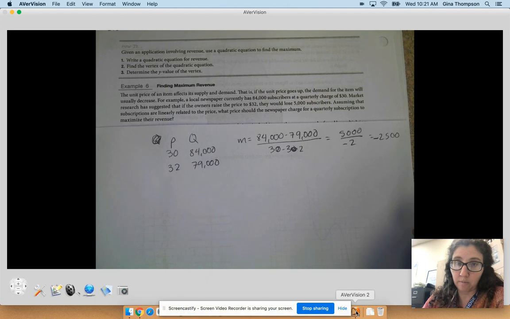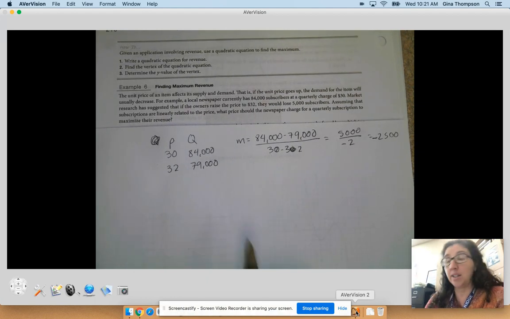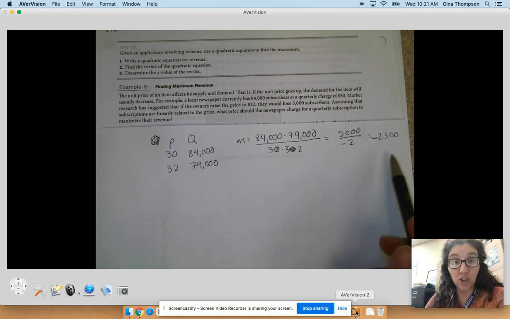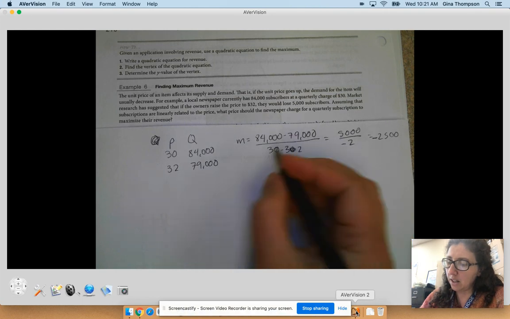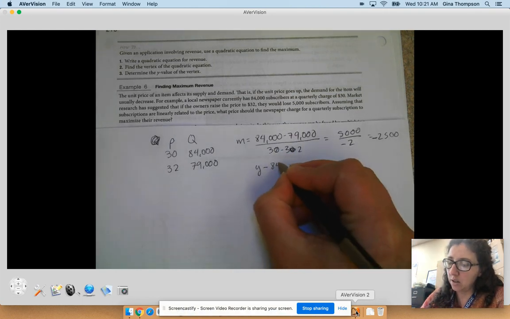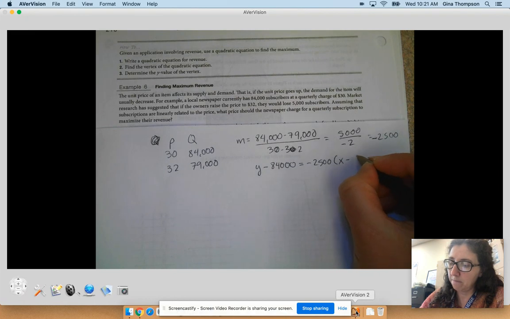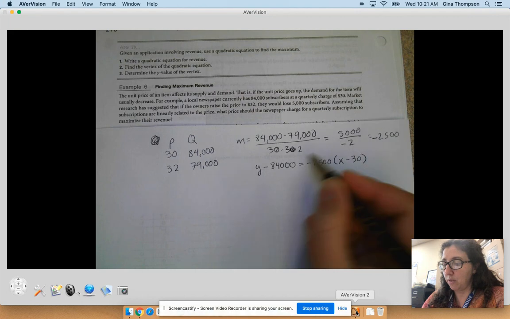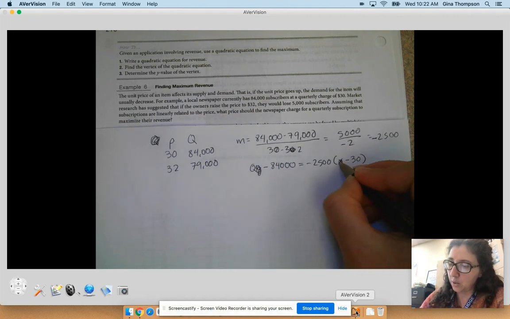Oh, let's move this over. All right, so always check your work and see if it is making sense because sometimes you'll make a mistake and then you can catch it early on instead of late on in the problem. All right, so our slope is this. Let's use the point slope form. So y minus 84,000 equals minus 2,500 times x minus 30, right? And I use the wrong variables. Y, we really mean q, and x, we really mean p, right?